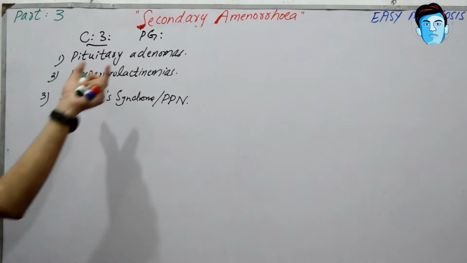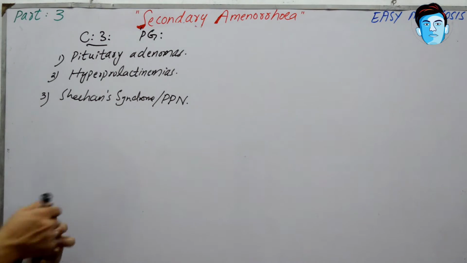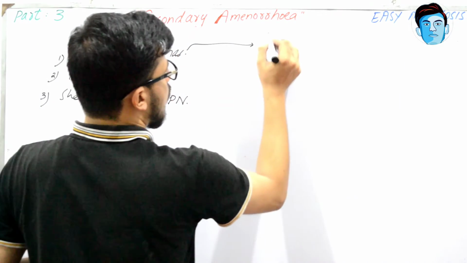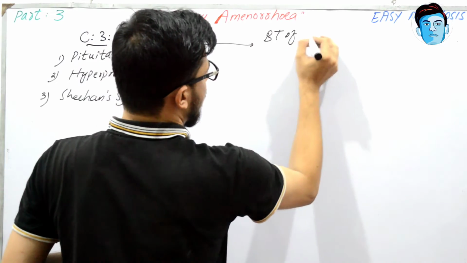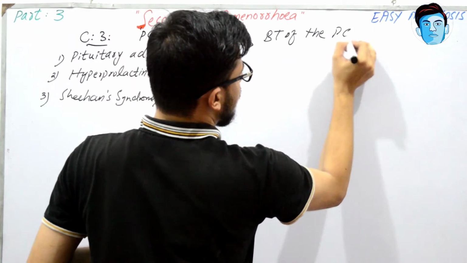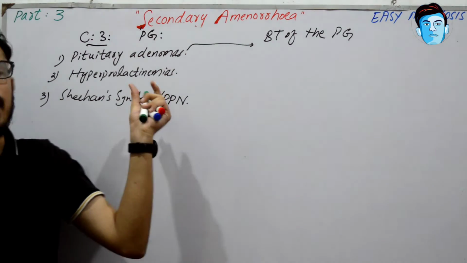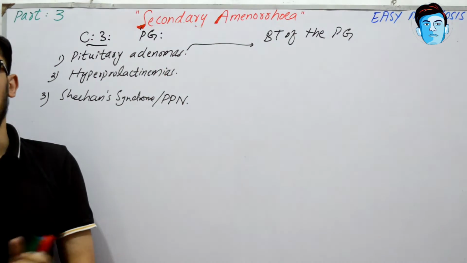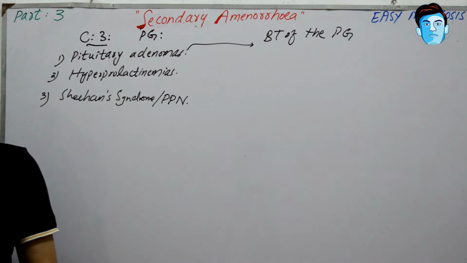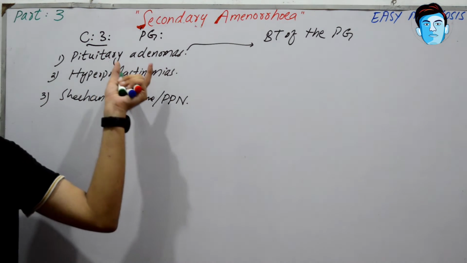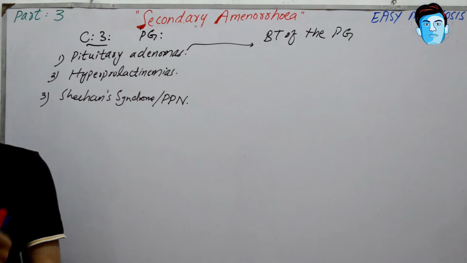So let's talk about pituitary adenomas. So what is a pituitary adenoma? Pituitary adenomas are benign tumors of the pituitary gland. How will you differentiate a pituitary adenoma from pituitary carcinomas? Because of the lack of mitosis and lack of invasion. Actually, the radiologist usually classifies the pituitary adenomas on the basis of their size.